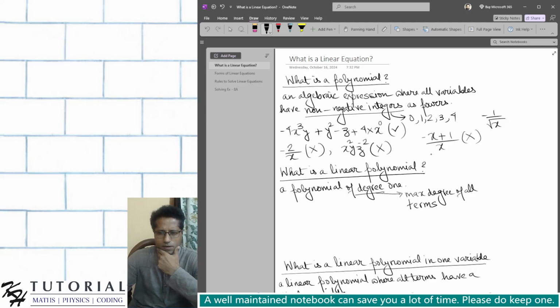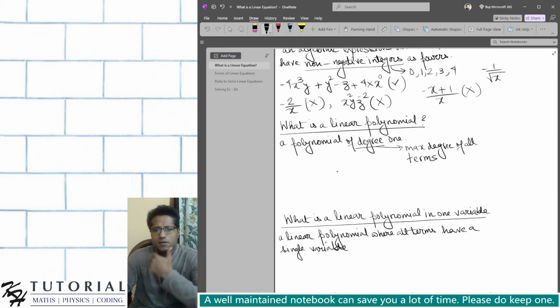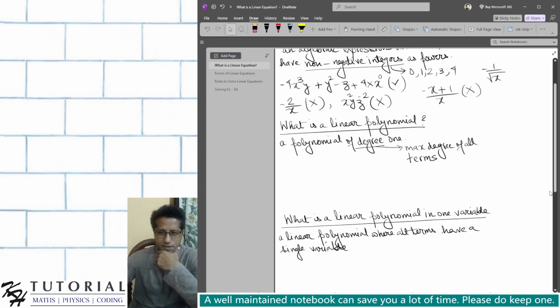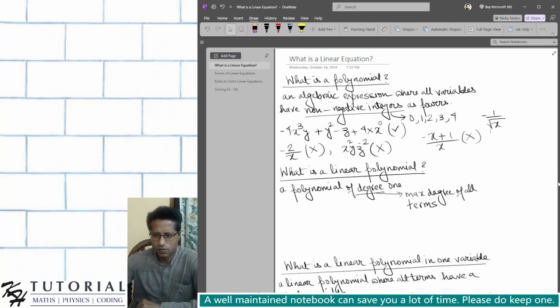A polynomial, all the terms of the polynomial will have variables. If they have variables, all the variables will have powers of 0 or positive integers. So that is the basic concept of a polynomial. Now, what is a linear polynomial? A linear polynomial is a polynomial of degree 1. Now, what is the degree of a polynomial? Before that, we have to understand what is the degree of a polynomial.